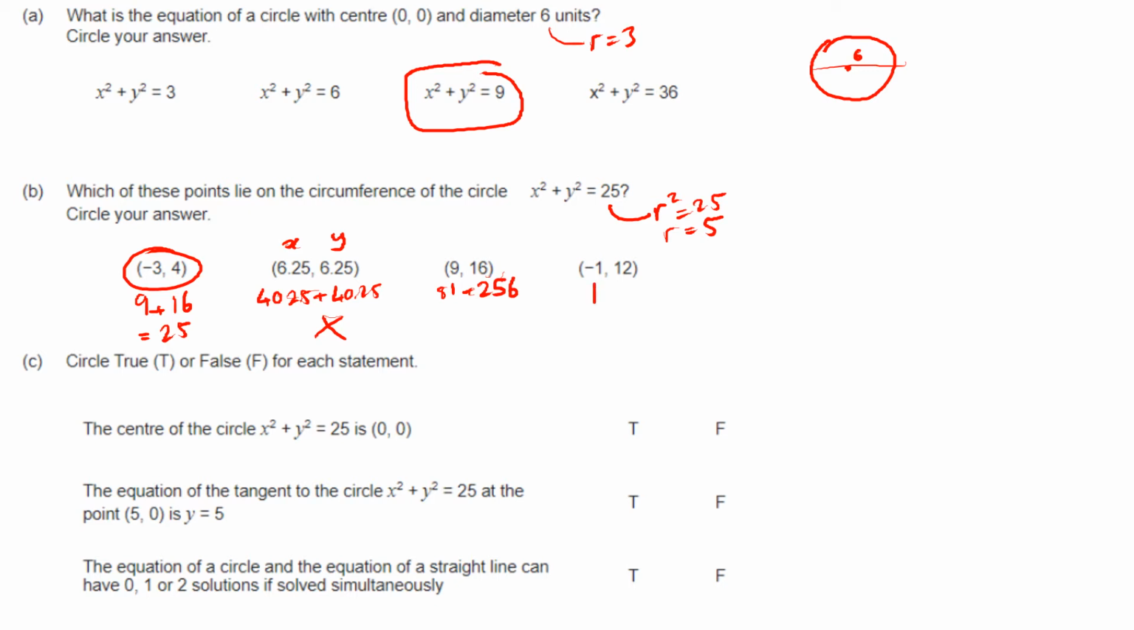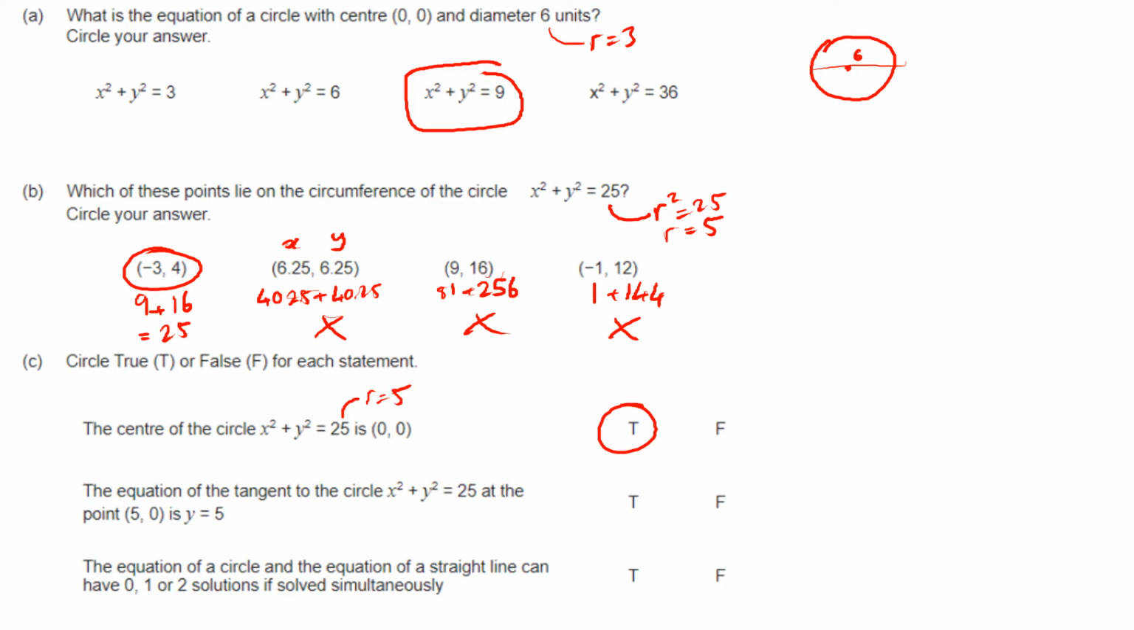And then 1 plus 144, same problem. So those three cannot be on the outside of the circle because x squared plus y squared, literally the coordinates, do not equal 25. Okay, and the last one. The centre of a circle is 0, 0. In GCSE, all circles have that centre. It's got a radius of 5, whatever it's worth.